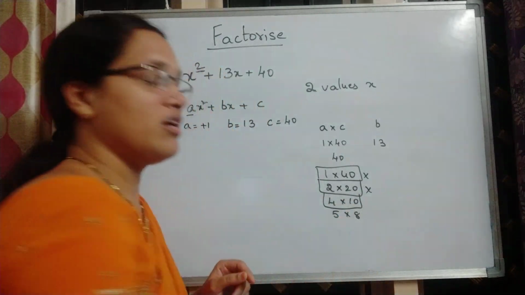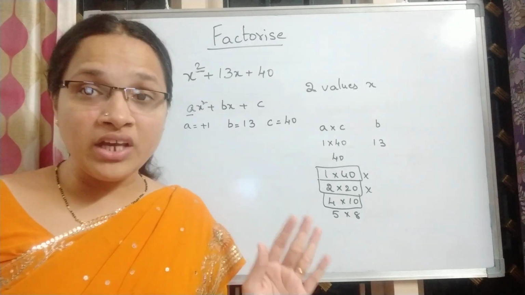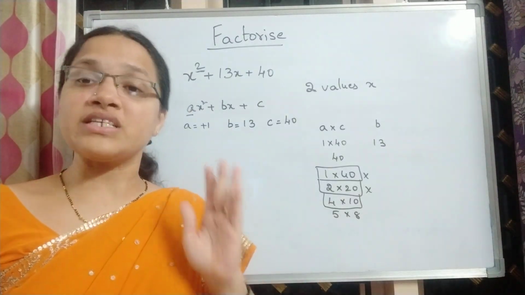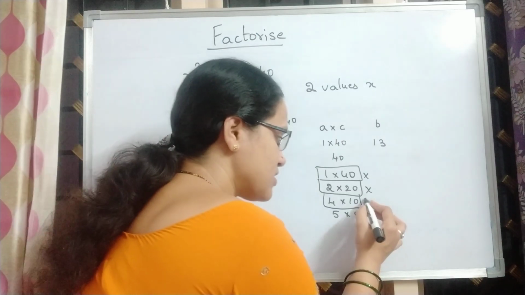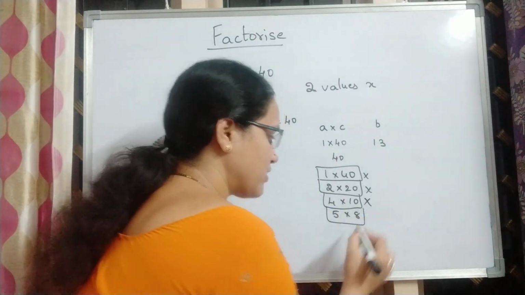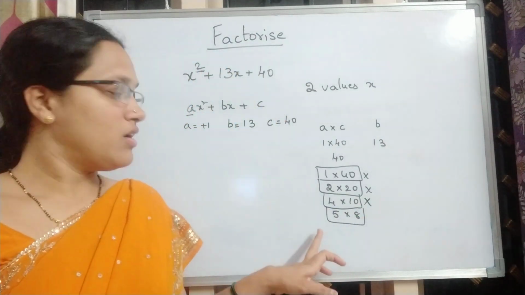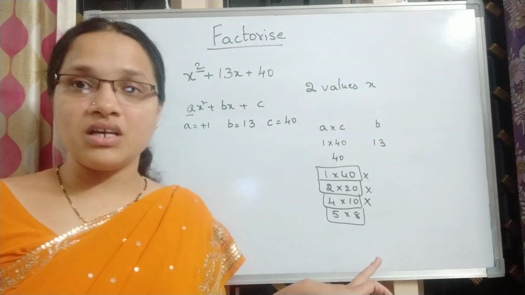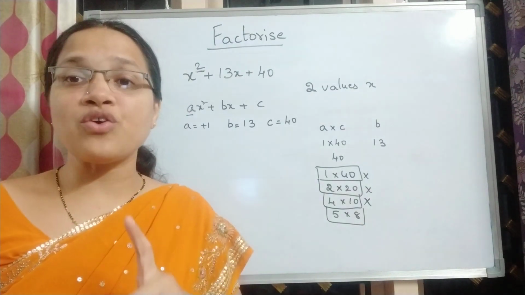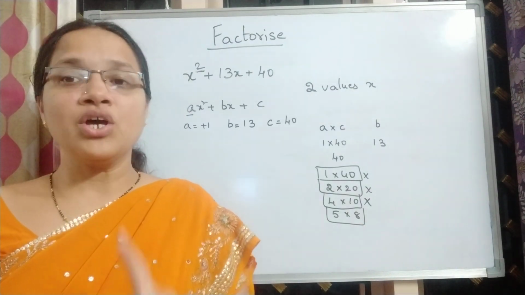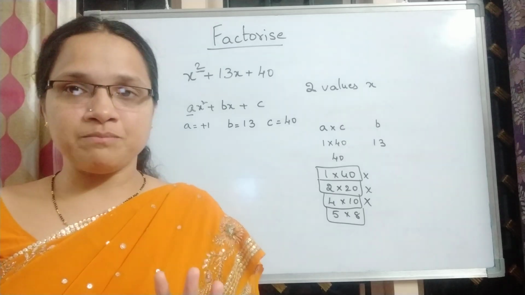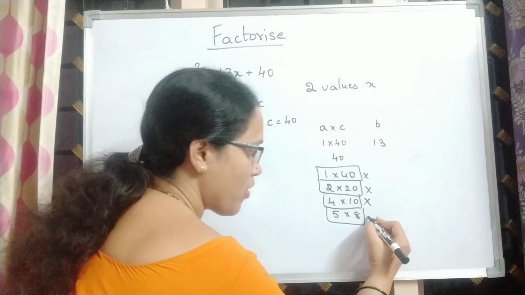Next, 4 into 10. 4 plus 10 is 14 and 10 minus 4 is 6. So even this is not the appropriate factor. Now let us check with the last one. 5 plus 8 is 13. So when you are adding these two numbers, you are getting 13. Is that clear? So this is the appropriate factor.